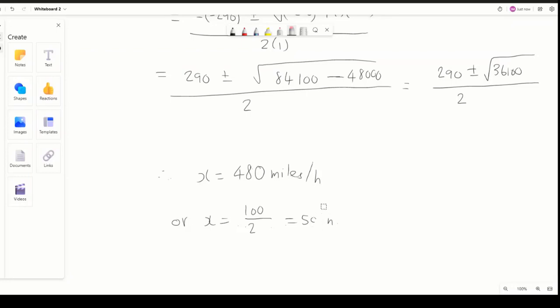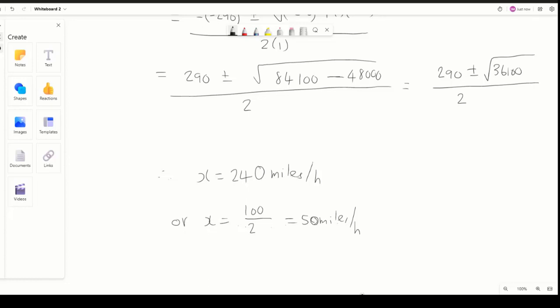Just double check this calculation, guys. Isn't the first one supposed to be 240 miles per hour? I'm supposed to divide still, no? 290 plus 190 is 480, divided by 2 is 240. Thanks for that, Sipu. This is 240, guys. I didn't divide by 2, okay? Which is quite massive. And then just double check this one: 290 minus 190 is 100, divided by 2 is 50 miles per hour.